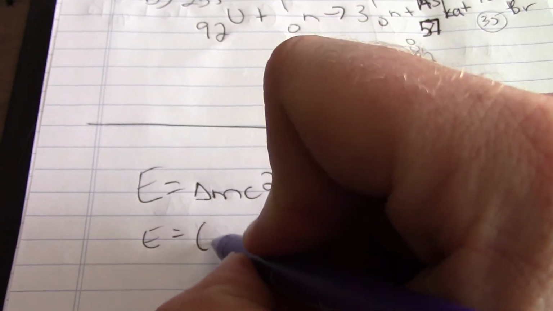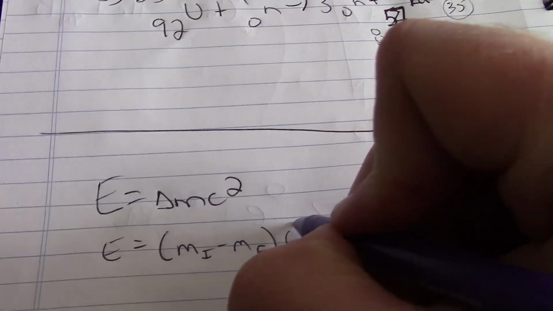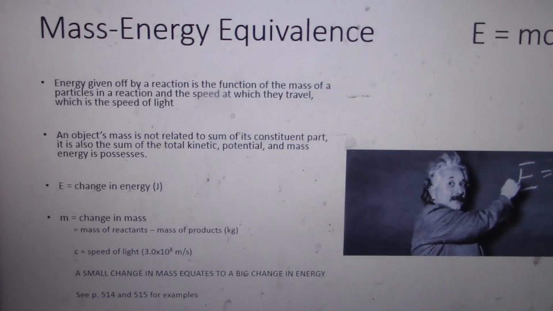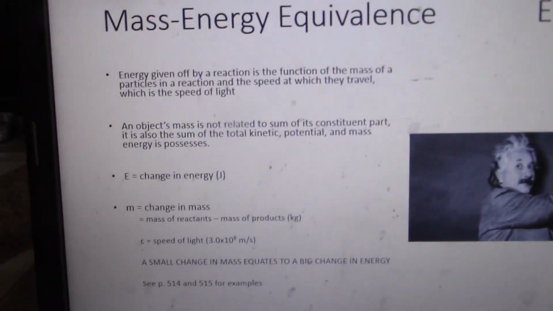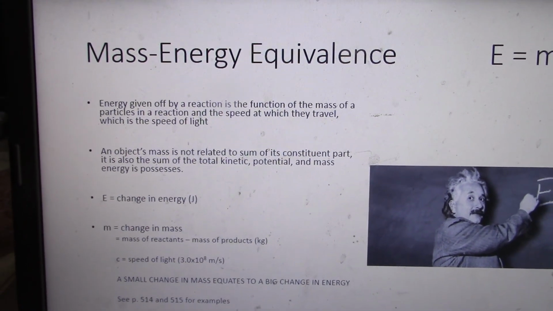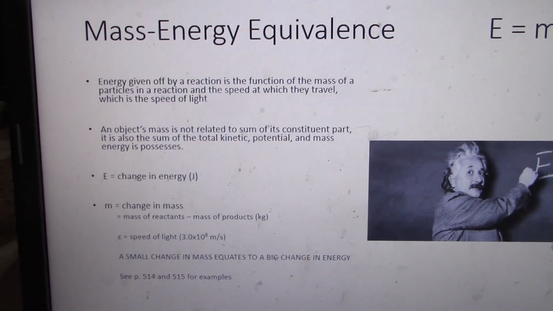Okay, delta E equals delta m c squared, right, is change in energy. So mass initial minus mass final times the speed of light squared. That's an important concept to make sure that we get, so that it's actually change in mass. When we look at nuclear fission and nuclear fusion, the energy given off by the reaction, we can quantify it. It's a function of the mass of a particle in a reaction and the speed at which they travel.